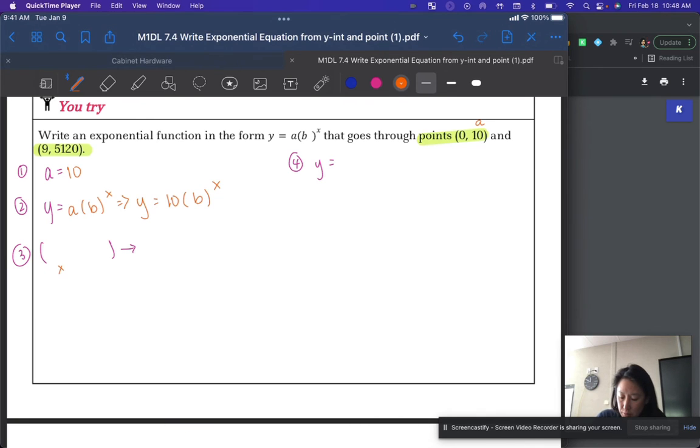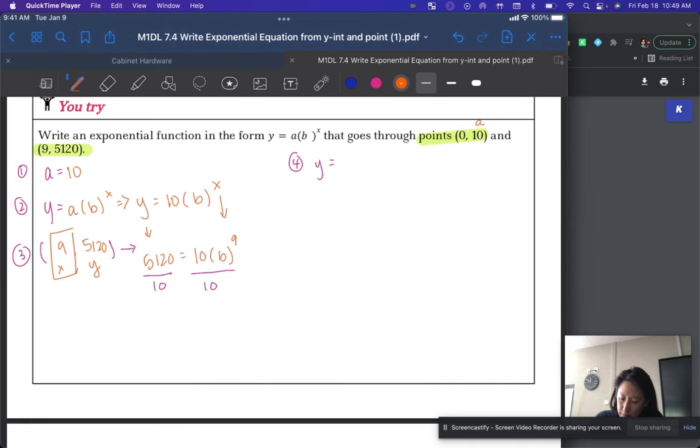We're passing through the point 9, 5120. So we're going to substitute in our x and our y. So I have 5120 is equal to 10 times b, our x is 9, so to the 9. Okay, we're going to go ahead and isolate b, so solve for b. So we're going to have to divide by 10 on both sides.